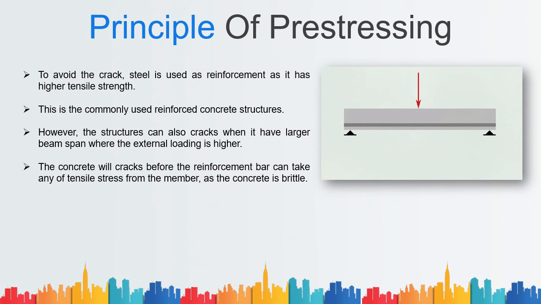To avoid the cracks, steel bar is used as reinforcement as it can provide higher tensile strength. This is the commonly used reinforced concrete structure. However, cracks can also occur when the structure has a larger beam span, where external loading is much higher. The concrete will crack before the rebar can take any of the tensile stress from the member, as the concrete is brittle.